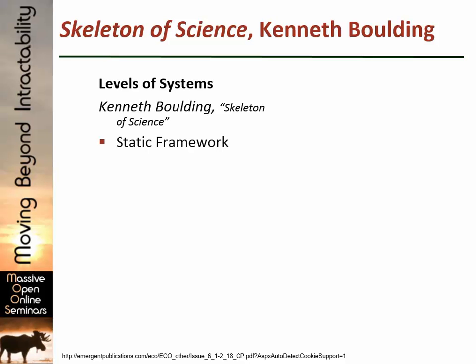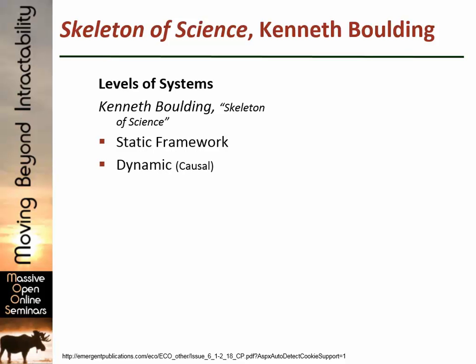So he started out with a static framework system, and these are systems in which all of the parts exist in fixed and unchanging relationship to one another. The example he used was a chair, not the fancy kind of chairs that recline and all that, but just a simple chair that had legs and a back and all of that.